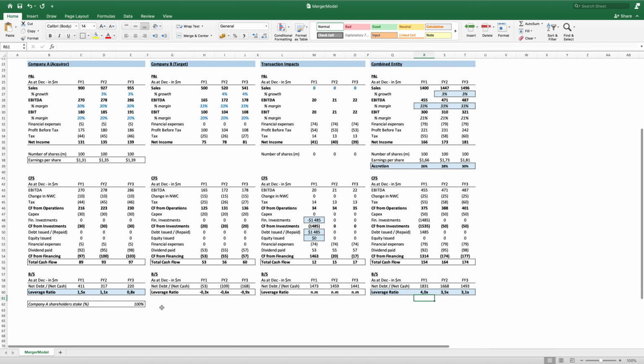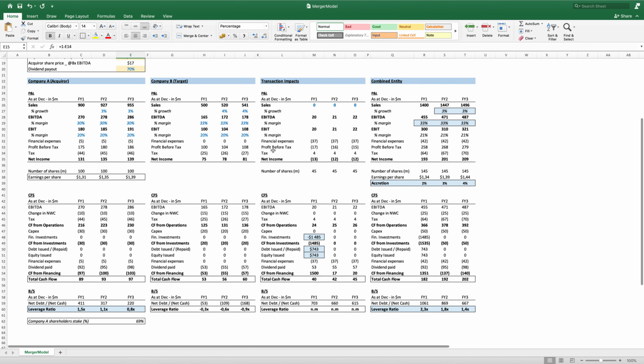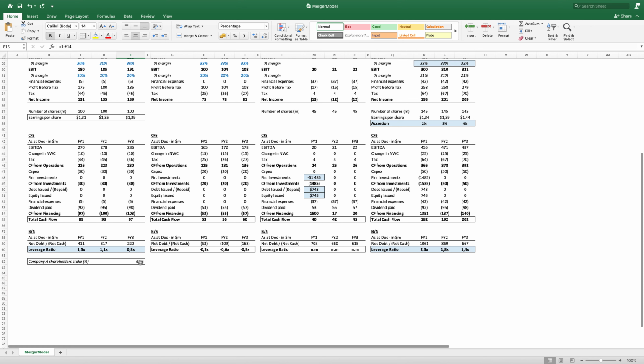It increases dramatically because 100% of the acquisition price is financed through acquisition debt. So that's it. And the last thing we usually check is the dilution of company A shareholders. Since here everything is financed through debt, you see that their stake remains at 100%. If I use 50% share financing, you see that there is a dilution here. So their stake moved to 70%.